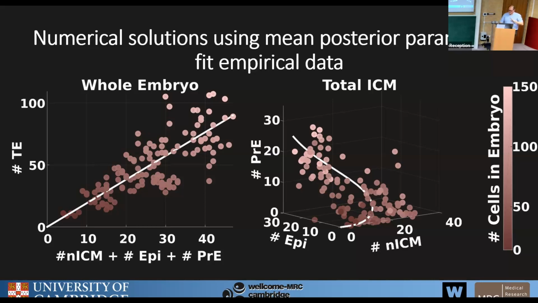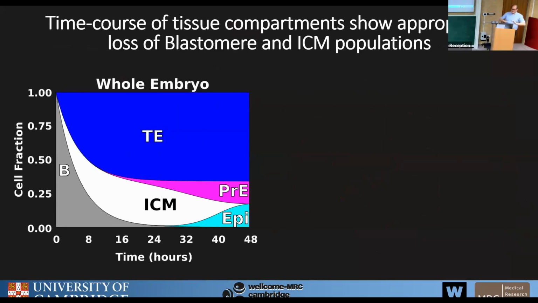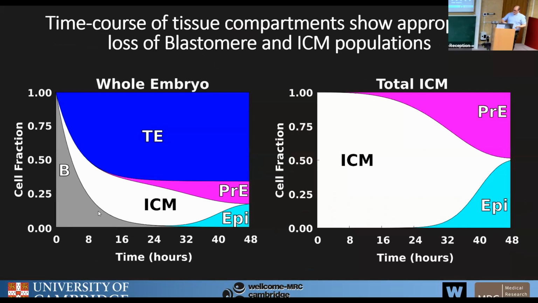And just to reduce that a bit, I want to show that if we look at the time course of the individual compartments, we lose blastomeres over time, as you expect. The blastomeres should go away. You shouldn't have blastomeres in a fully developed blastocyst, shown here. And then in the ICM, if we zoom in on that, the ICM will tail off at some point as well.